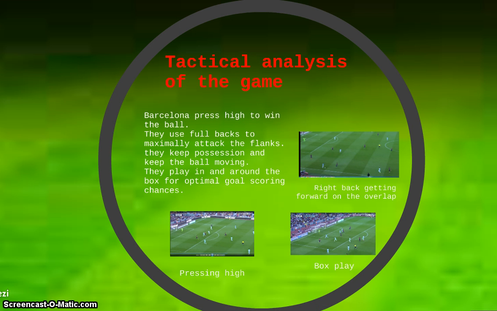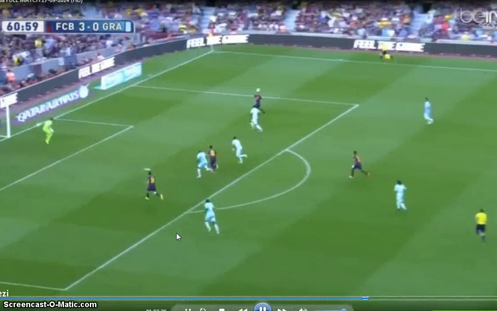Tactical analysis of the game. Barcelona press high to win the ball back. This is well known and they demonstrate it very well in this game. Barcelona press very high. They use their fullbacks incredibly well. As you can see here, the Barcelona fullback is just about to cross the ball and he actually gets an assist from this cross.